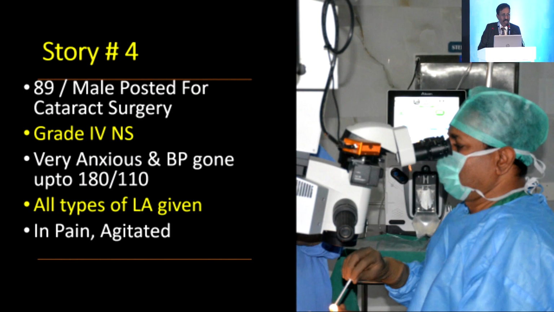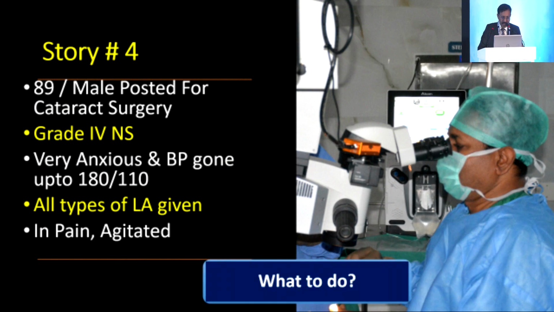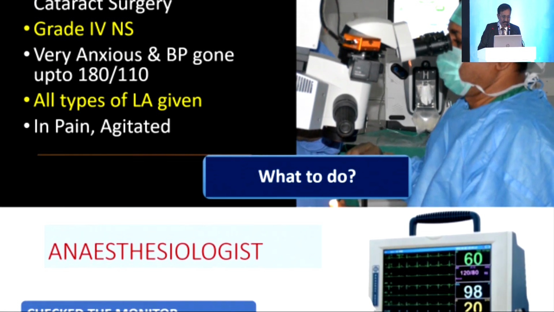The fourth story, during surgery: an 89-year-old male posted for cataract surgery. It was a dense cataract, nuclear sclerosis. The patient was very anxious. The BP had gone up to 110. All types of local anesthesia were given. Still, the patient was in pain and became agitated. So what to do?